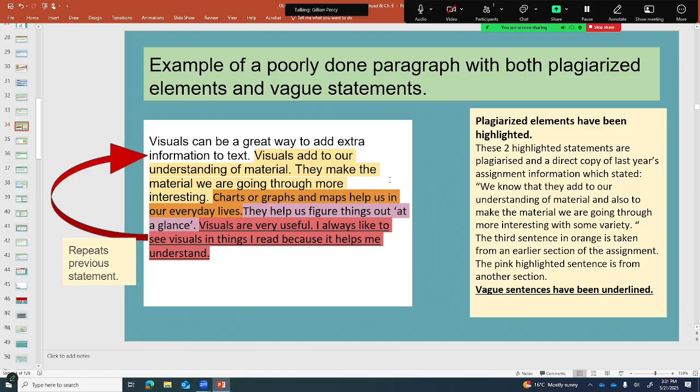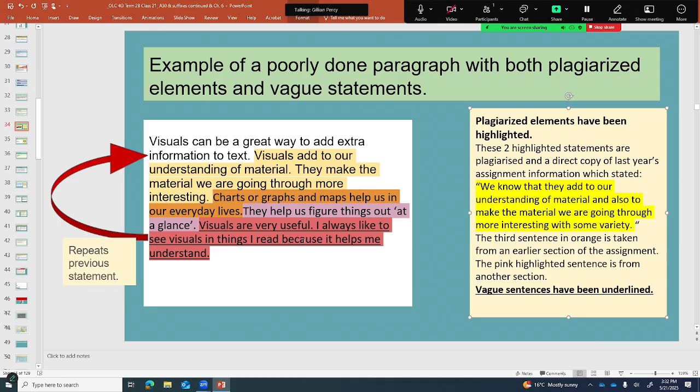So the two things that I highlighted here in the yellow and the orange, those are plagiarized. They're a direct copy of last year's assignment information, right? Because it said this basically. I have since taken that out, but people just kind of split that into two different sentences and put it in there. The third sentence in orange was from an earlier section in the assignment. And then the pink section is from another section entirely, including the at a glance part, okay? So the middle has all been taken from somewhere else.